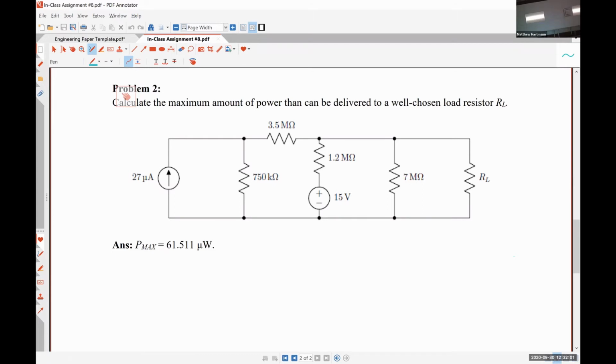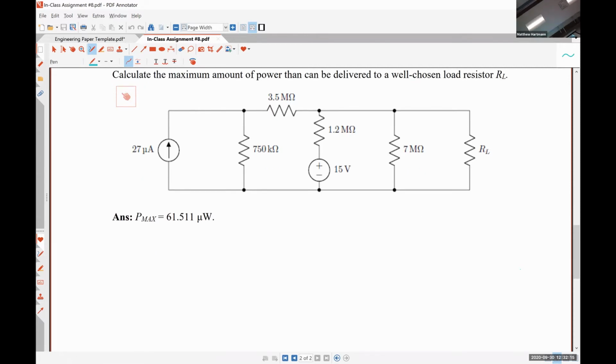So problem 2 asks us to calculate the maximum amount of power that can be delivered to a well-chosen load resistor RL. So our ultimate goal in this problem is to wind up with one of the two following circuits: a practical voltage source equivalent circuit connected to our resistor RL. So this is one potential outcome. We have some voltage Vs, some resistance Rs connected to our load resistor RL in series like that, so that we can determine the load voltage VL and/or the current IL easily and calculate the power.